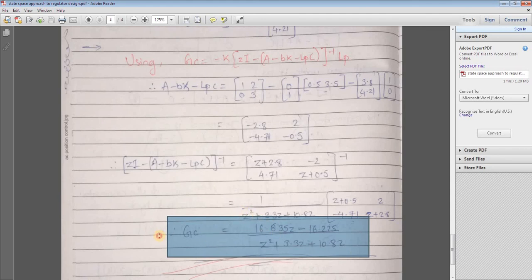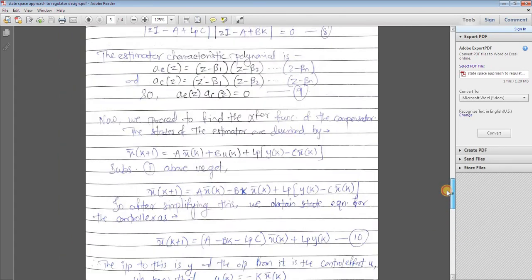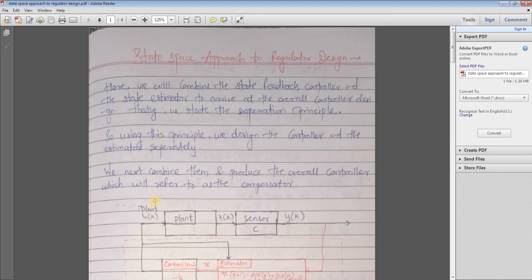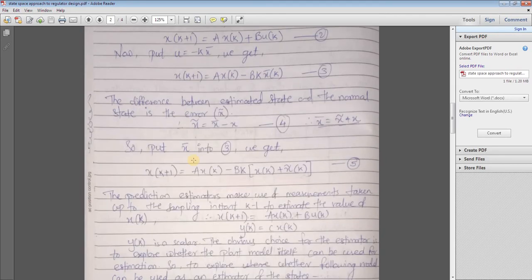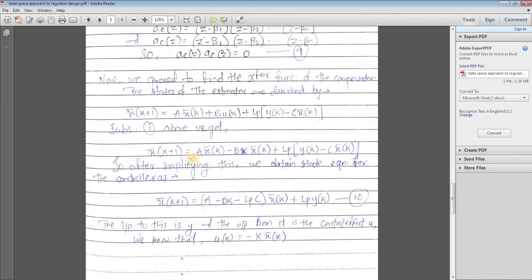So this is regarding the concept of the state space approach for the regulator design. If you have any doubt, you can ask, and do watch this video and try to solve this problem, and you can also try to derive these equations for your convenience.